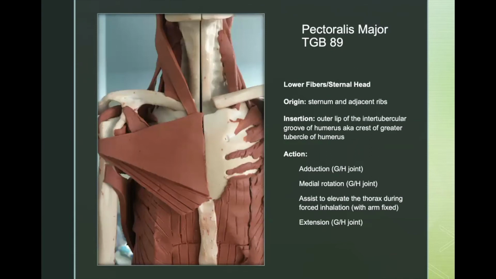Then we have the lower fibers, or the sternal head, so attaching onto the sternum and the adjacent ribs, and then inserting again to that outer lip of the intertubercular groove of the humerus. And it's also known as the greater tubercle of the humerus over there. All right. And then the actions, again, we have adduction, we have medial rotation, and extension of the glenohumeral joint.